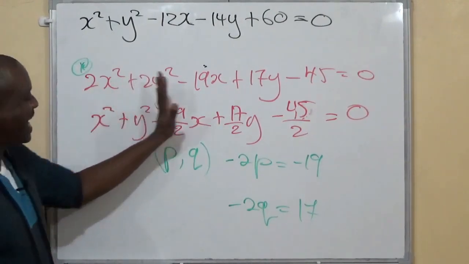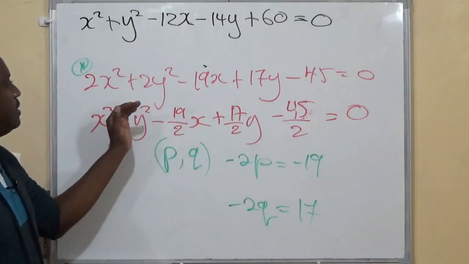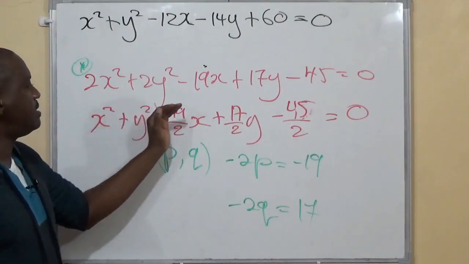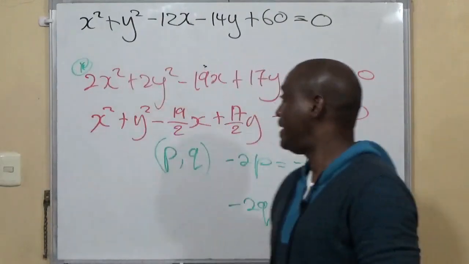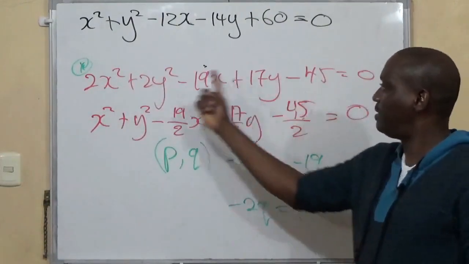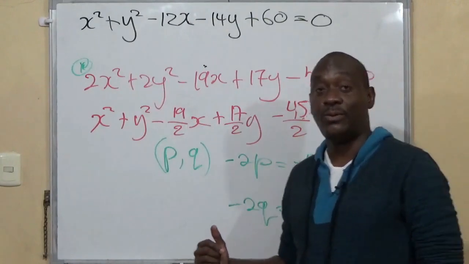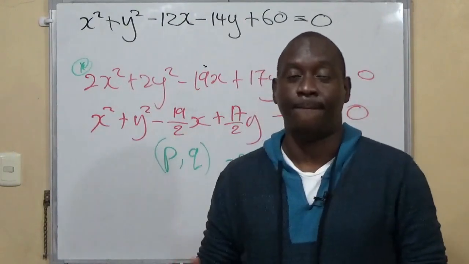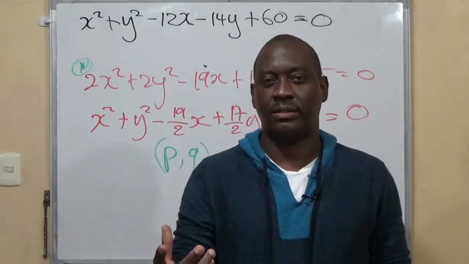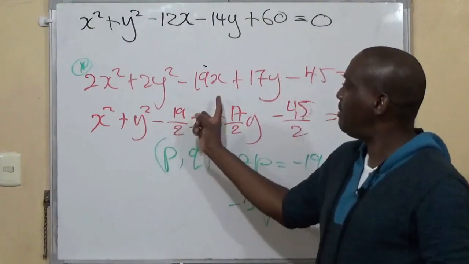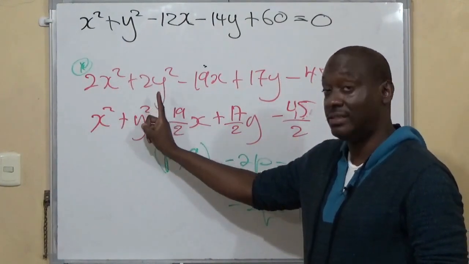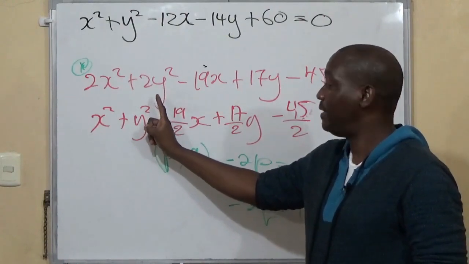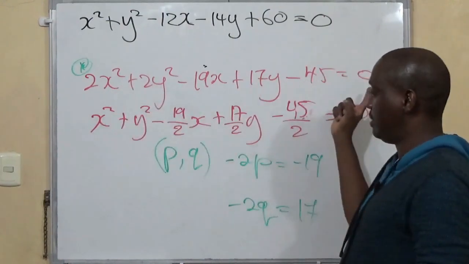So this is the kind of thing that you could get as a trick question in a multiple choice. They could give you this as the equation and ask you to find the coordinates of the center or to find the radius. So anytime you have a situation like this where the coefficients of x squared and y squared are not 1, you have to do the division first.